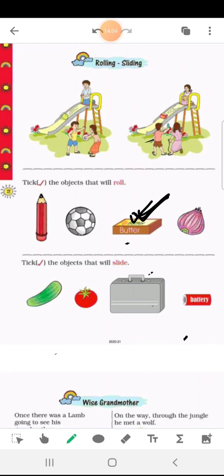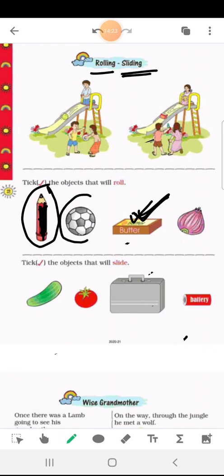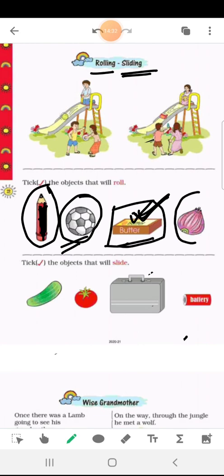So which object will roll? The round object will roll, and the objects which have got the flat surface will slide. So therefore you see this one is cylindrical, so it has got round surface, so this one will roll. This ball has got round surface, so this one also will roll. But this one has got flat surface, so this one will slide. This one also will roll because it has got round surface.